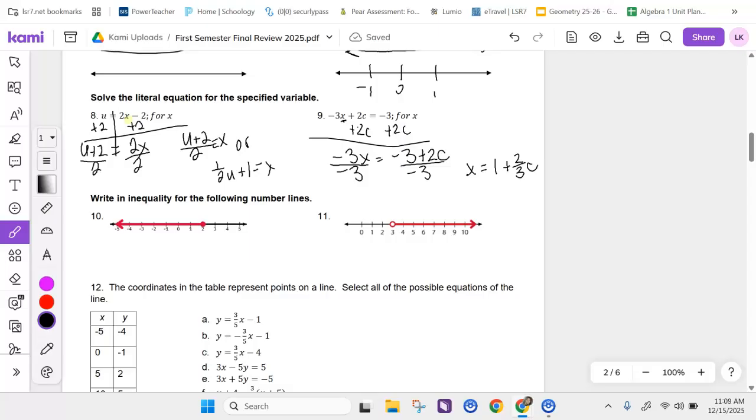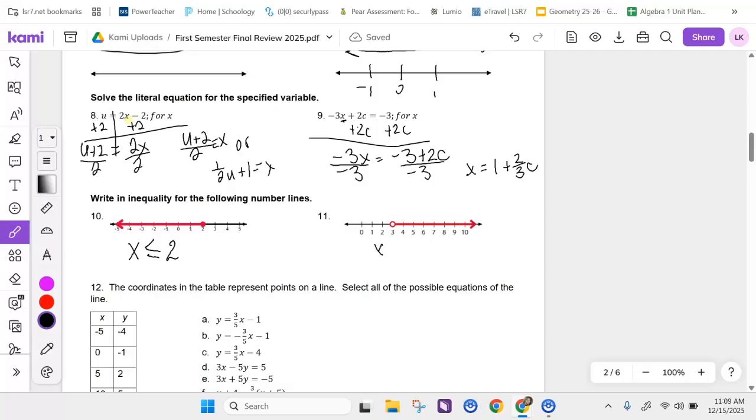All right, write an inequality for the following number lines. So first off, I'm going to have my x, and I have a 2. This is filled in, so it's or equal to, so I'm going to put my line. And it's going to the left, so that means x is less than or equal to 2.